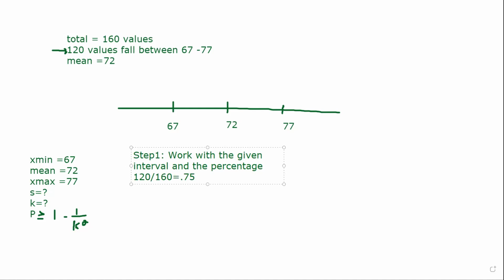Now, do you remember there was a rule, a property of Chebyshev's theorem when P is 75%? We know what K is. Do you remember that? That might be stretching it, but it's in the slides. Let me show you here.